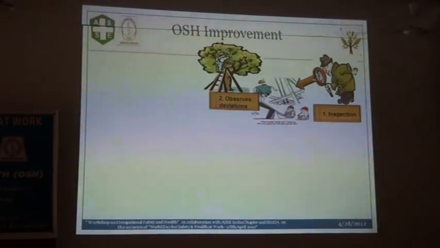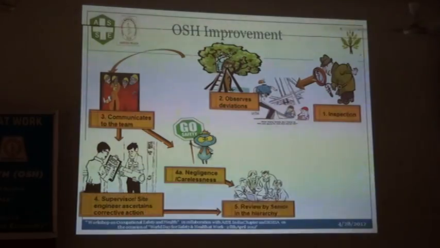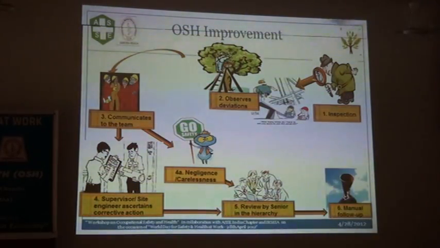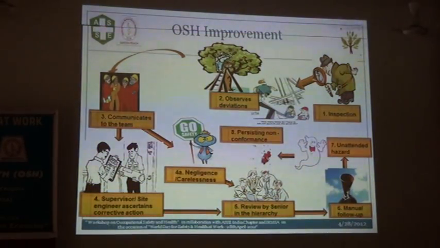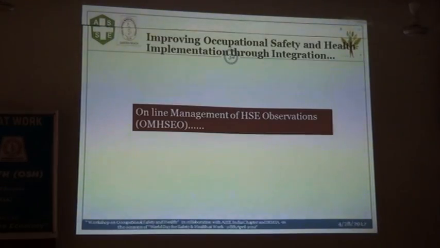So you do the follow up, but after some time it is not done practically in many cases. So we found that this is the normal chain: inspection, observation, communication, then sometimes corrective action taken or sometimes not taken, and as I said, if the number is huge, there can be a possibility of some unattended hazard at the workplace. So we brought an online system.